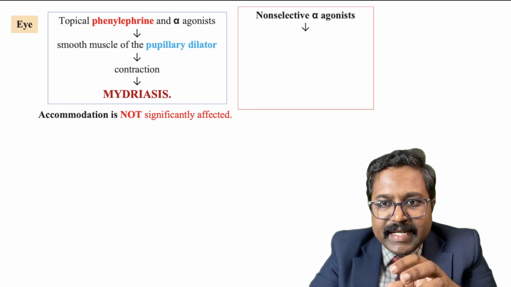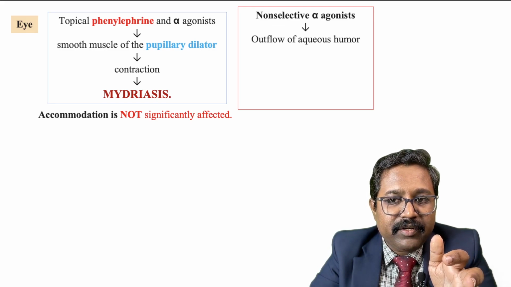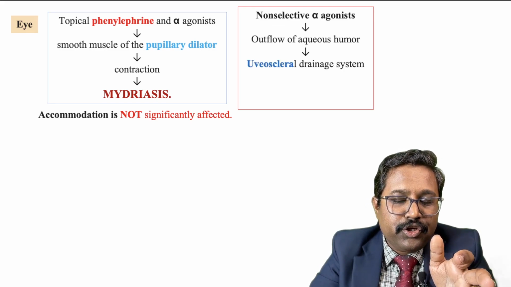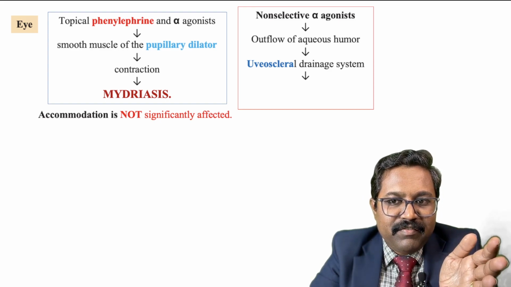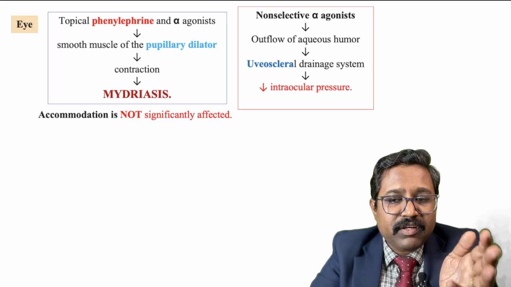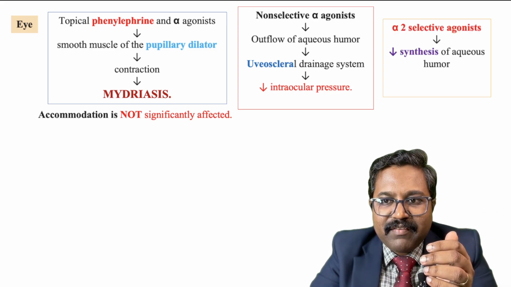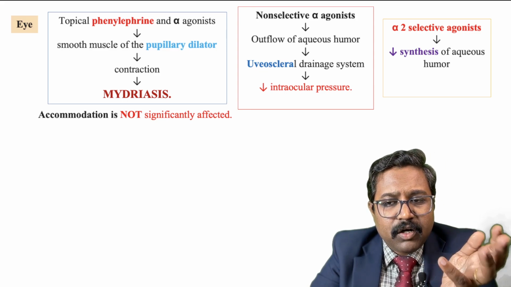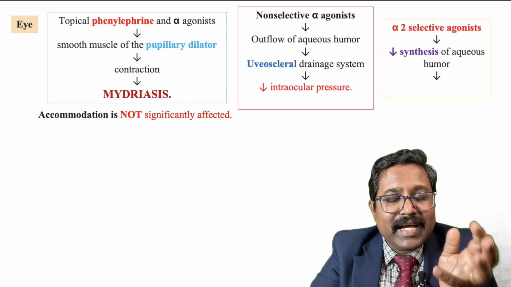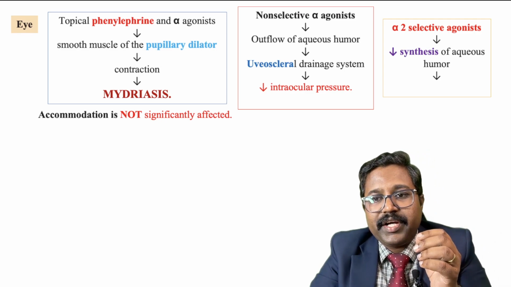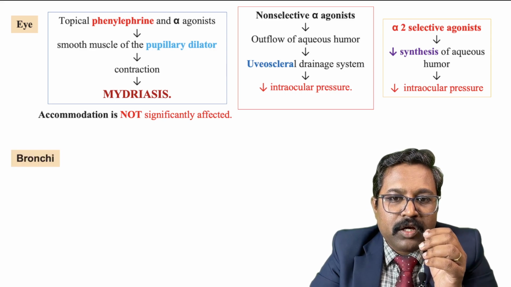And we have a non-selective alpha agonist, epinephrine, and this will increase the outflow of the aqueous humor through the uveoscleral drainage system, which will decrease the intraocular pressure. On the other hand, we have an alpha 2 selective agonist, which will decrease the synthesis of the aqueous humor, thereby again decreasing the intraocular pressure, which is helpful in the treatment of glaucoma.